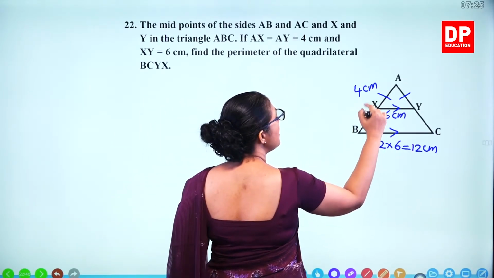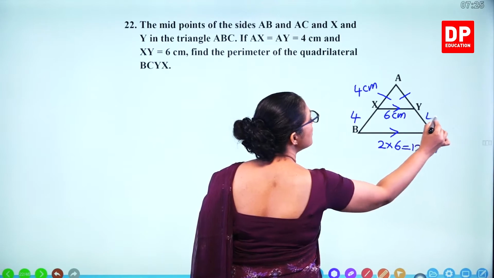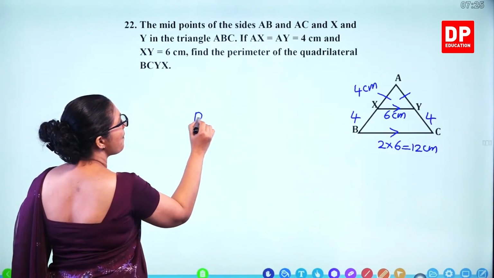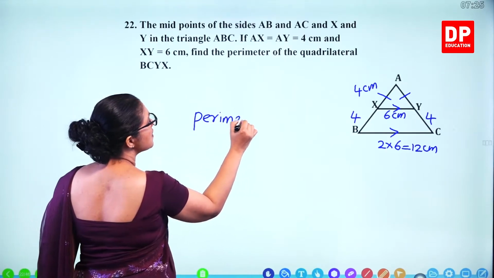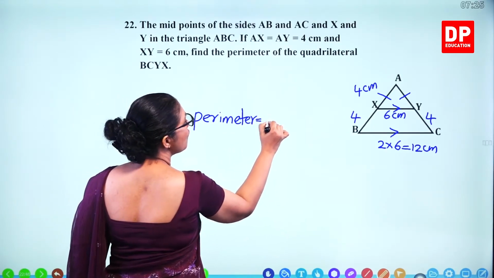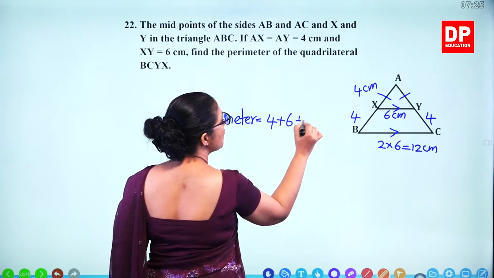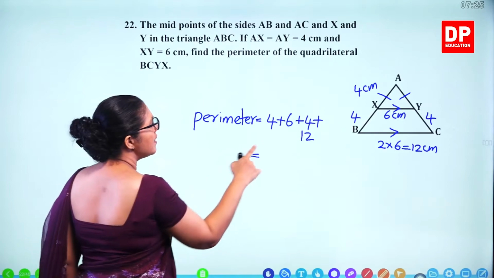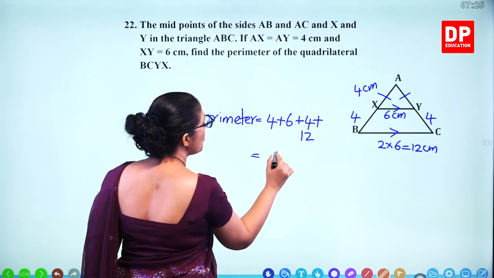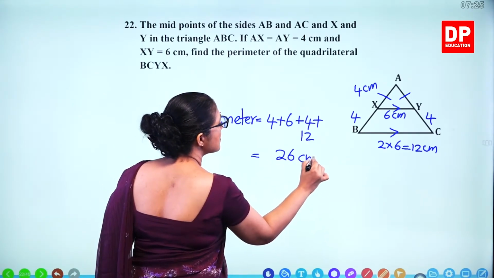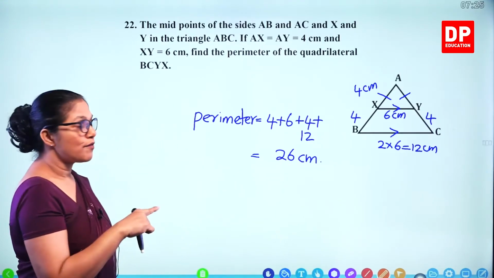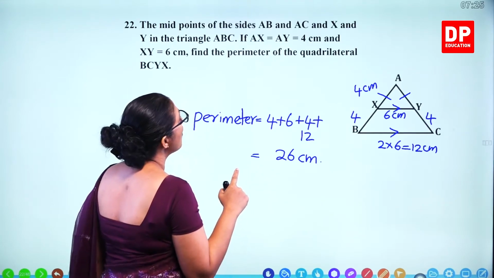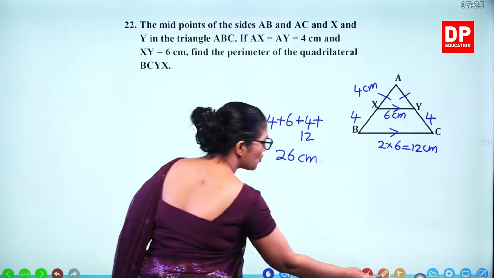Now we can easily find the perimeter. This is the midpoint, so this is also 4. This is also 4. Both are equal. So what's the perimeter? The perimeter becomes 4 plus 6 plus 4 plus 12. 10, 22, 26 centimeters. So you have to find the outer length of the quadrilateral. So 2 marks for that.